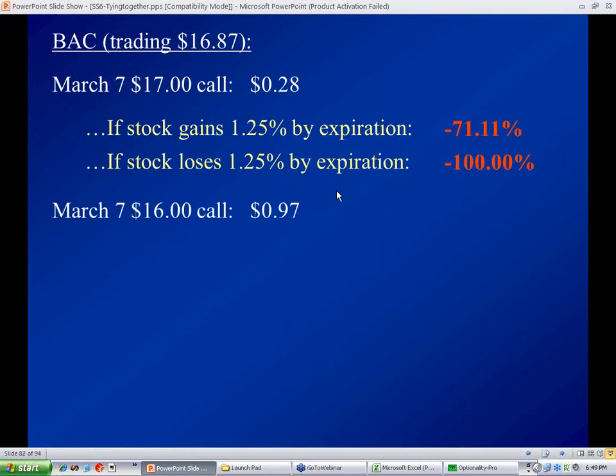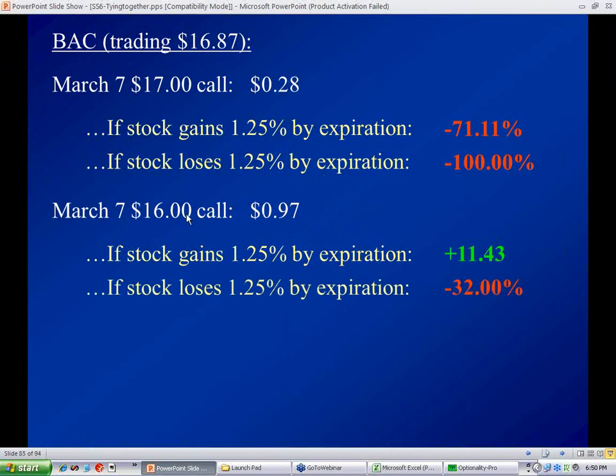If you bought the March 7th $16 call, which is 97 cents, that's a lot more expensive, right? However, if the stock gains 1.5% by expiration, we're talking holding it all the way into expiration, you've gained 11.43%. That's a pretty phenomenal difference, isn't it? Even though it's a lot more expensive, your risk is way, way less. Now, of course, if the stock loses 1.25% by expiration, you lose, but in this case, you only lose 32%. Now, that's pretty phenomenal when you think about it. Look at the difference in those two.